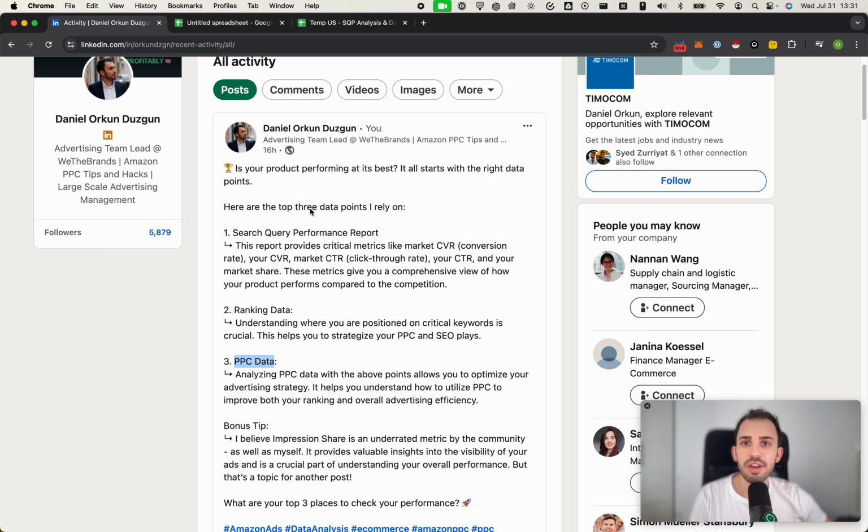First things first, here are the top 3 data points that I would check to see if my product is actually performing at its best. Number one, the search query performance report is a must. What this report is giving us is, on each keyword, how the market is actually moving and how you're actually moving.